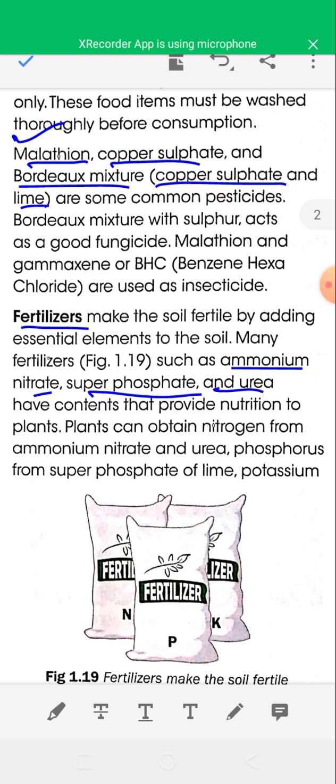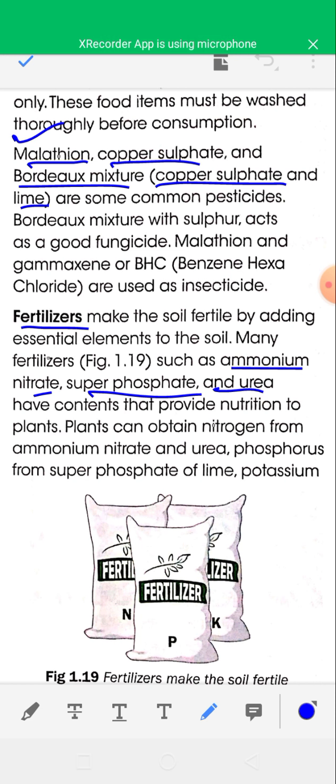Next, one more insecticide is BHC, benzene hexachloride. Benzene hexachloride, malathion, gammexane or benzene hexachloride, these are used as insecticides.